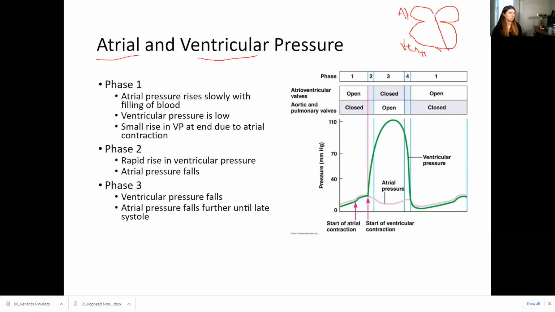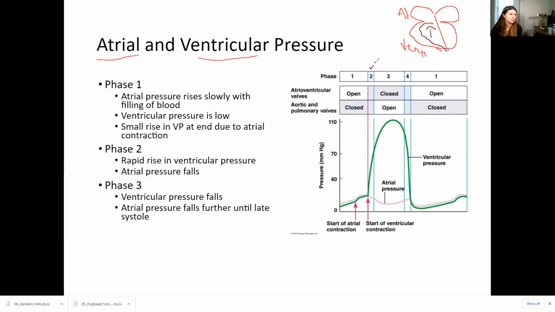Okay. So then during phase 2, remember that's our isovolumetric contraction. So isovolumetric, we're keeping that same volume of blood in the ventricle, but it's contracting, so it's getting smaller. As it gets smaller because it's contracting, we're compressing that same volume of blood into a smaller area, which raises the pressure. So we can see that on the graph.